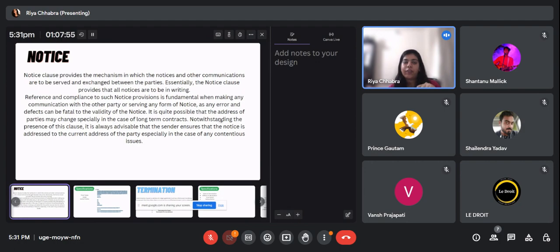Let's say before terminating the contract, the parties will give each other a 7-day notice time frame, or you can mention which parties are required to be added while sending that notice.